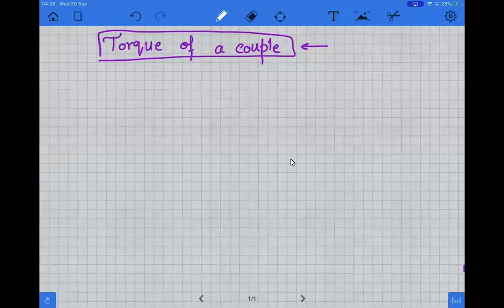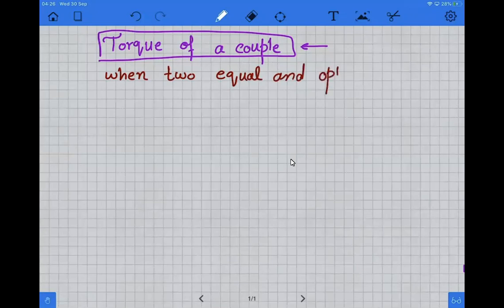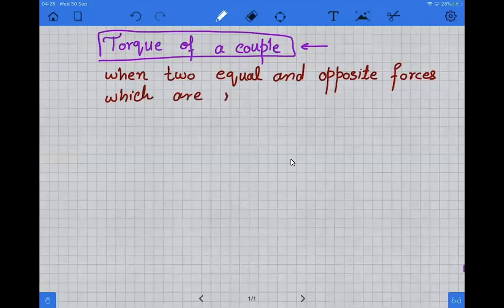The topic that we have to cover is torque of a couple. Basically, a couple is when two equal and opposite forces which are not in line act on an object.